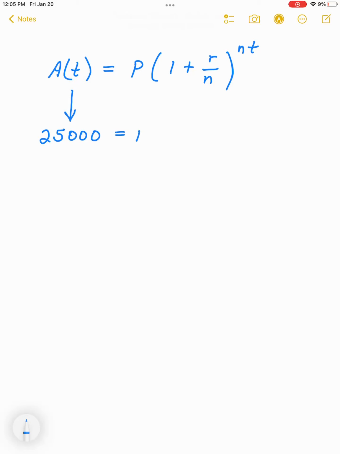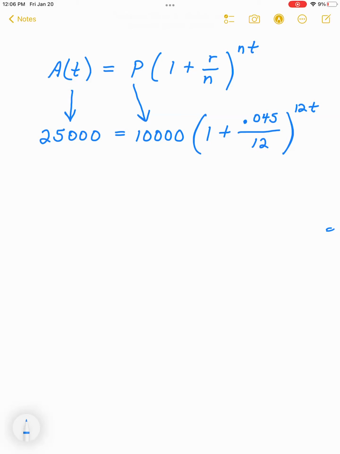The P, or the initial investment, is $10,000. That's the P. And that is being multiplied by 1 plus. Now, the interest rate is 4.5%, but you change the percentage to a decimal. So you move that decimal back to the left 2 spaces, and that's going to give us the 0.045 that we have. And again, the n in this case is 12. So wherever you have an n, put 12. And we don't know the time. That's what we're trying to find in this example. So just leave that as t.